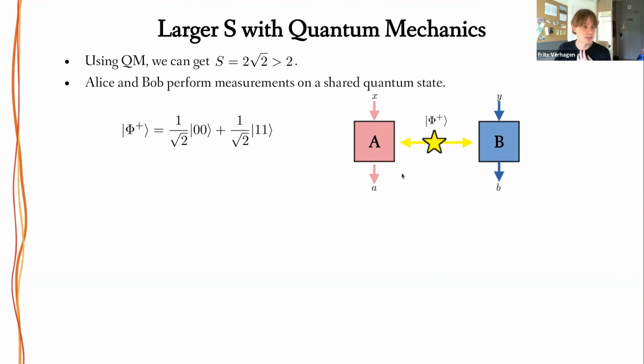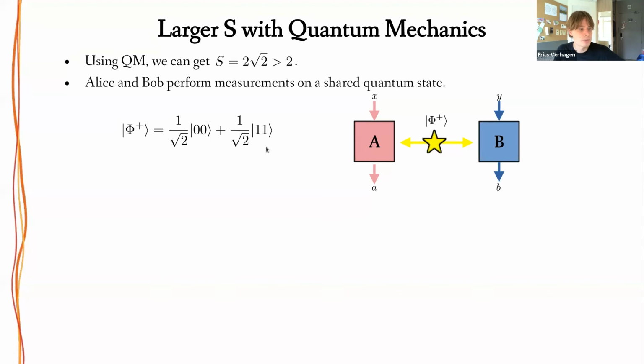Okay, so this is the setup with Alice and Bob. We have a source between them, and what the source does is it creates a certain state phi plus, which is this state here. It is a state of 2 qubits. I think you've seen something like this Tuesday. So what the source does is it sends the left half to Alice and the right half to Bob.